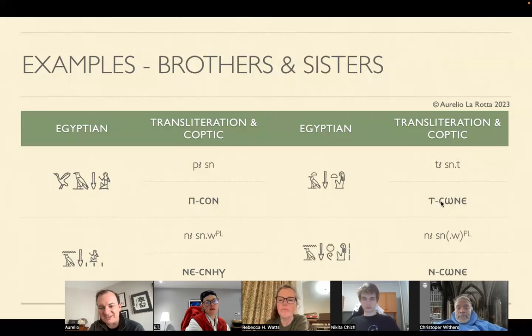Tarsenet, or in Coptic Tarsone, is the sister. And well, here again, the plural, I think, is Sone. You see that they spell it differently. They put a nu in here, which is interesting. So one thing I want to call out from the Coptic, you can see that the plural does a lot of different things.